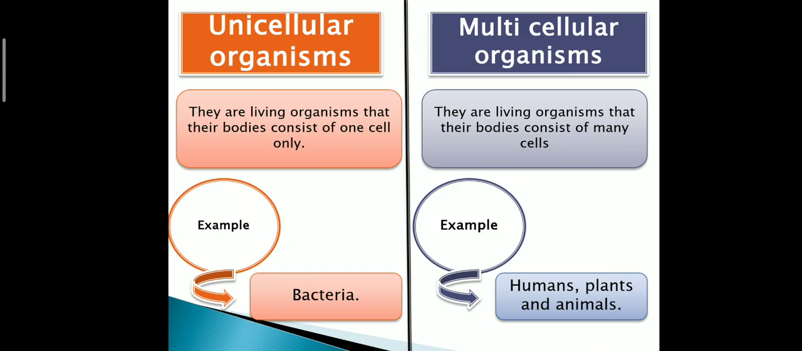So we have two types of living organisms, unicellular and multicellular. Unicellular organisms' bodies consist of one cell only, like bacteria. And multicellular organisms' bodies consist of many cells, like humans, plants, and animals.